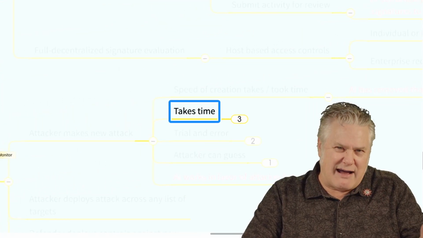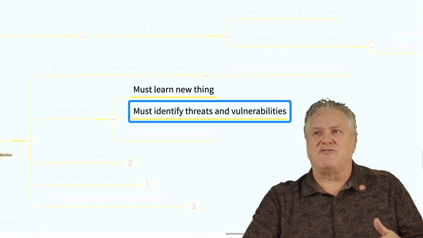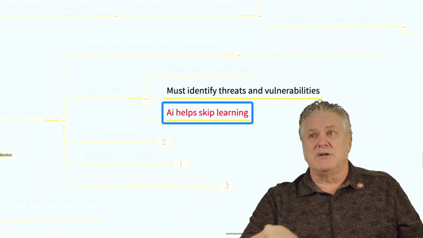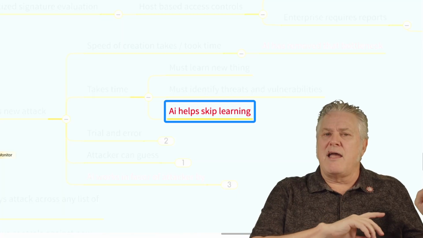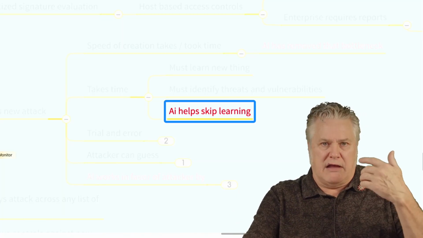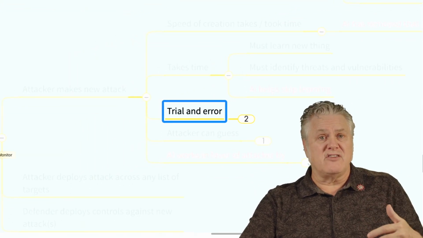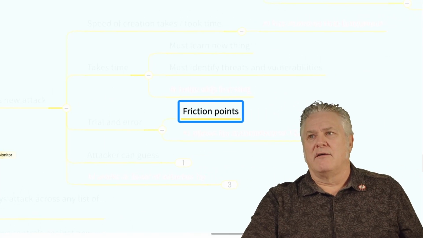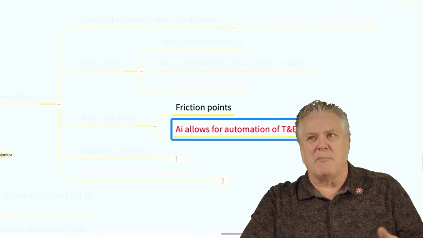So what takes time with the attackers? Well, first off, they have to learn a new thing. And then they have to identify the threats and vulnerabilities of that thing, the thing that we were building. But now AI helps skip all of that learning. We can say to the AI, go and look at how the thing fails to protect itself and make an attack for me. Now, if we're an attacker, we do lots and lots of trial and error. That's called friction points. That's going to be time.